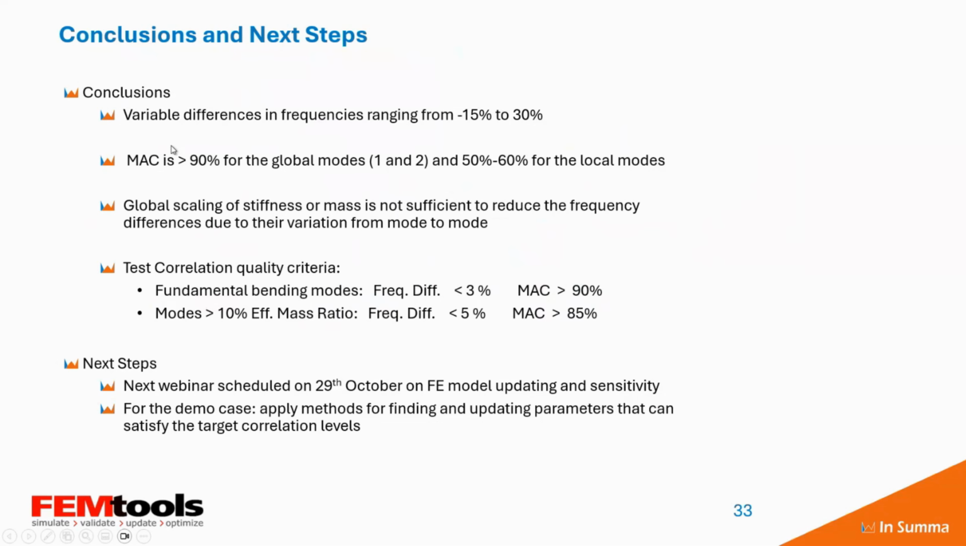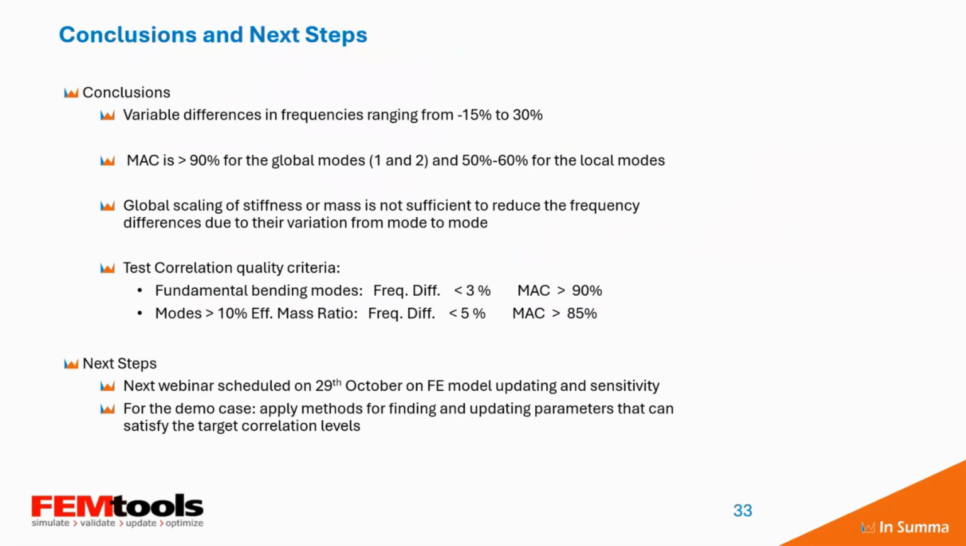So to conclude, we have variable differences in frequencies, ranging from -15 to 30% from mode to mode. And the MAC is also 90% or larger than 90% for the global modes 1 and 2, and 50 to 60% for the local modes. Which means that global scaling of stiffness or mass is not sufficient to reduce the frequency differences, due to the variation that we get from mode to mode.